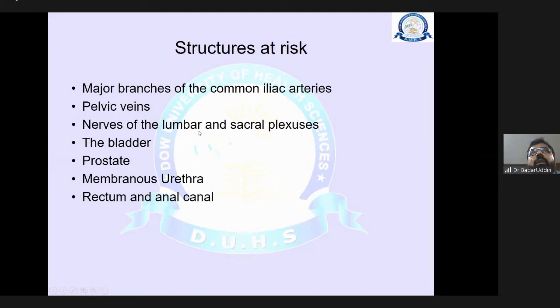And the nerves of the lumbar and sacral plexus, the bladder, the most common organ to be damaged is the bladder or urethra. Then prostate, then membranous urethra, and rectum, and others. And in females, definitely the uterus. These are all organs lying in the pelvis and must be cared for when there is an injury to the pelvic organs.